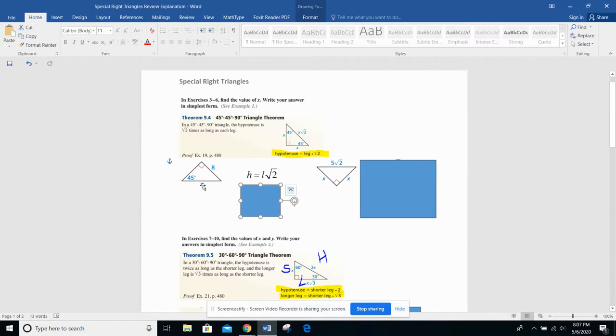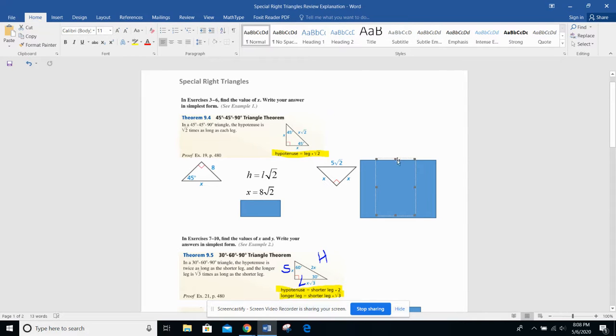On my picture over here, the hypotenuse is x. So when I plug that into my formula, I get x equals the leg, which is 8. Substitute that in there, 8 square root of 2. There's my final answer.